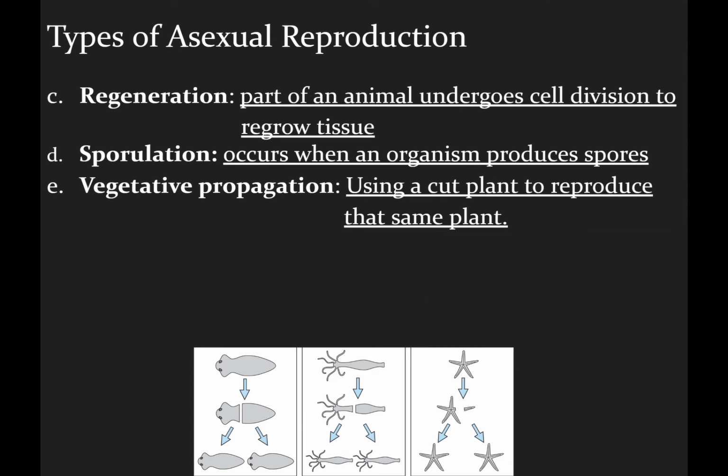Regeneration: parts of an animal undergo cell division to regrow tissue. Think about that episode of SpongeBob where Patrick cut off his arm, right? Well, Patrick regrew that arm, but then that arm became another Patrick. So this is a form of asexual reproduction. And here are some other examples where animals were cut and they just grew themselves back.